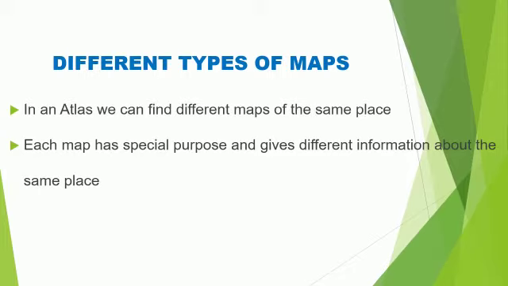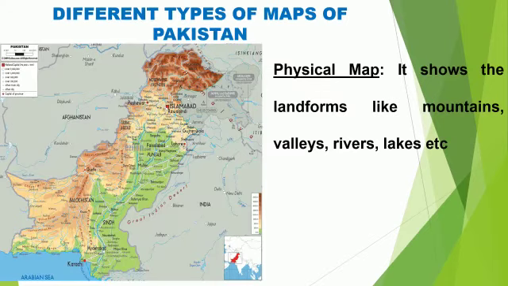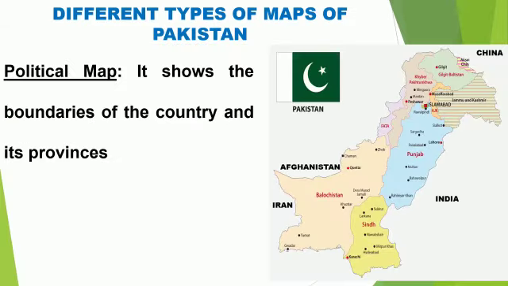Now I'll be showing you two maps. Each of them gives different information, like physical map. Physical map shows the landforms like mountains, valleys, rivers and lakes. And the second one is political map. And political map shows you the boundaries of a country and its provinces. Now students, your next task is to draw the two political and physical maps by using pencils on your loose sheets.